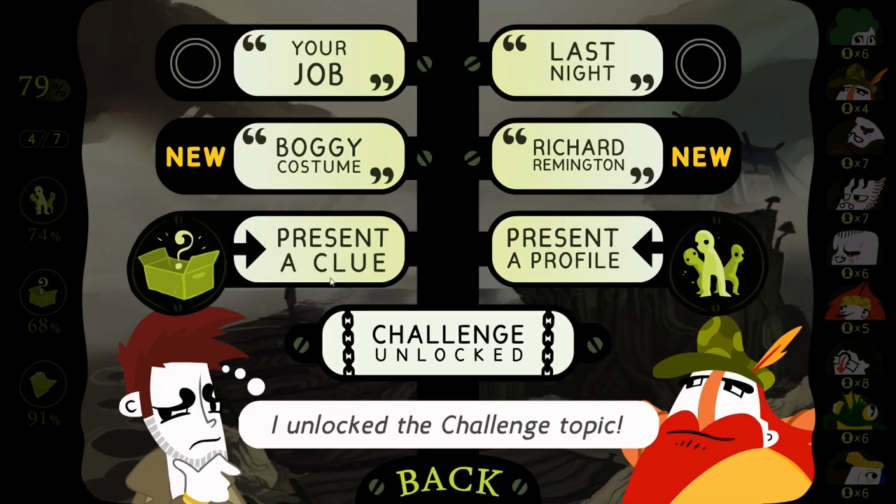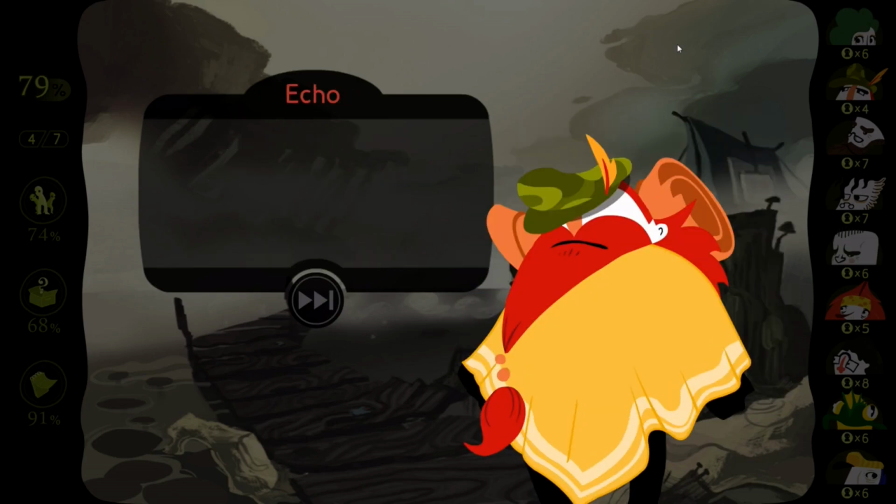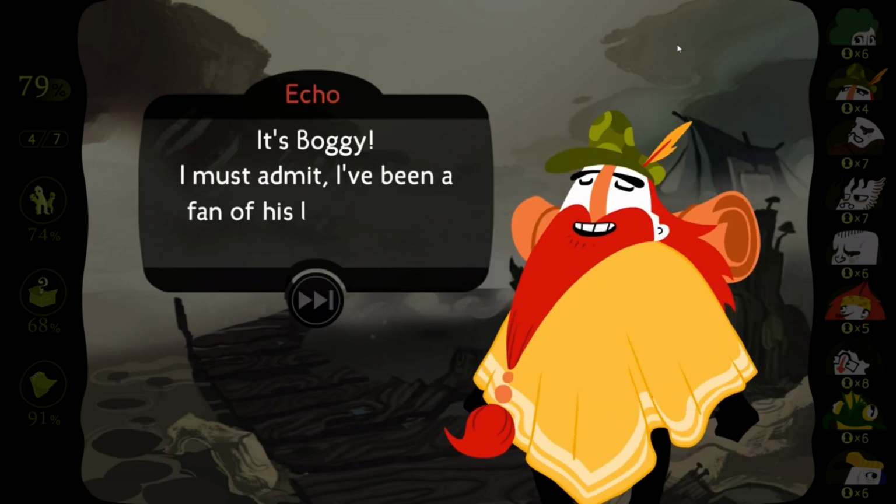Oh? What can you tell me about these designs for a costume? A Boggy costume. It's Boggy! I must admit, I've been a fan of his before I ever came to the swamp.